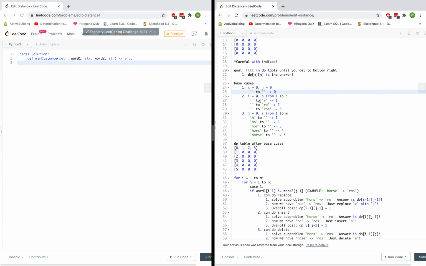Now what if i equals 0 and j goes from 1 to n? That's asking what's the minimum edit distance to transform from empty word1 to r, empty word1 to ro, empty word1 to ros. And that is just 1, 2, and 3 respectively, because all you can do here is just insert the appropriate number of characters.